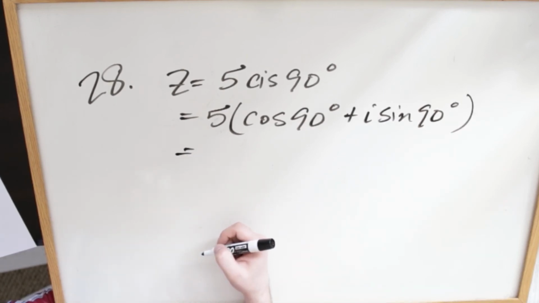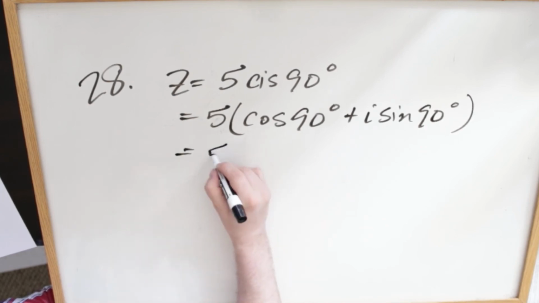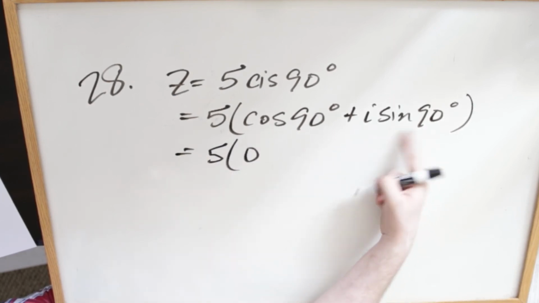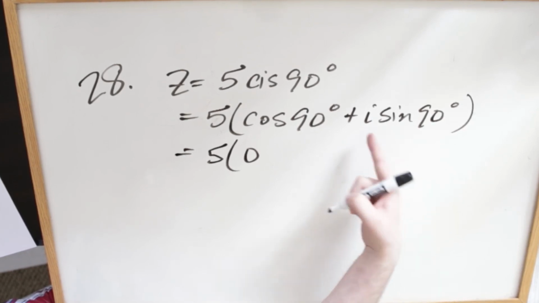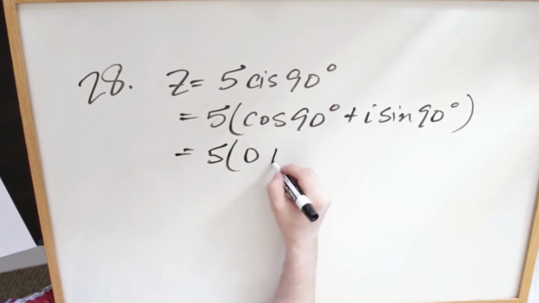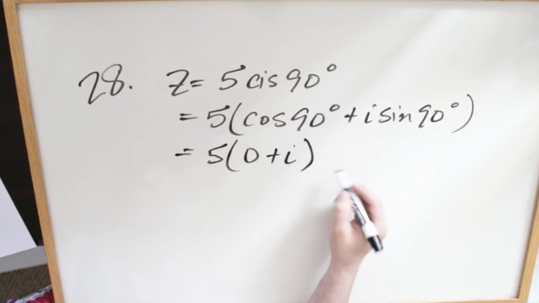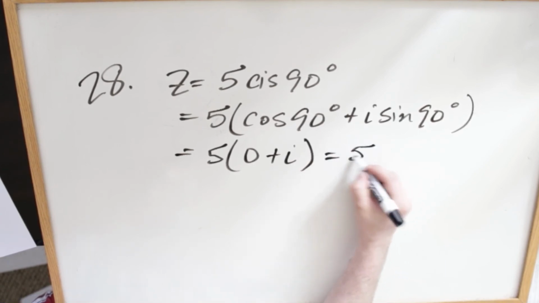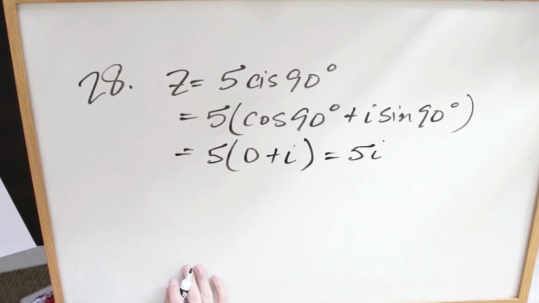Okay, cosine of 90 is going to be 0. So we've got 5 times 0. Sine of 90 is going to be 1, so that means we've got just i. So this is equal to just 5i. And that is completely sufficient in standard form. You can leave it like that. That's perfectly fine.